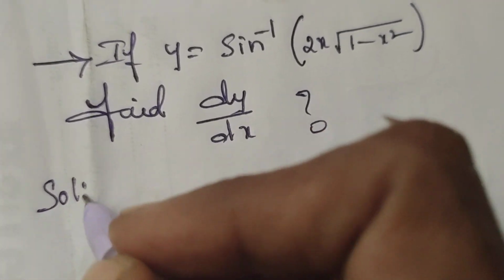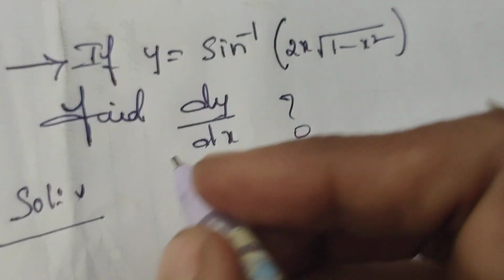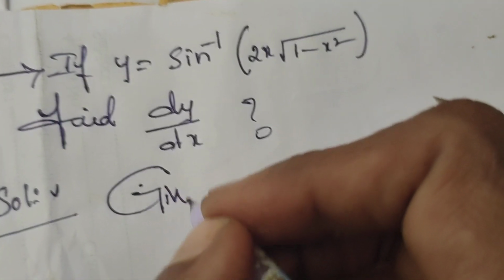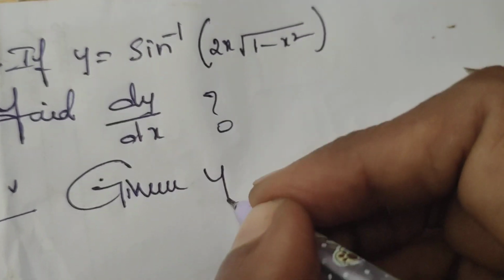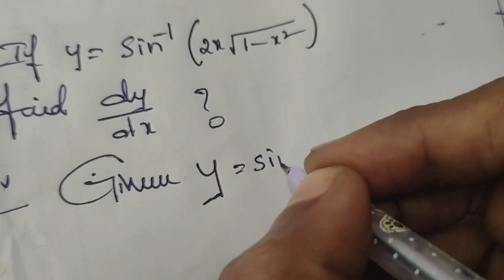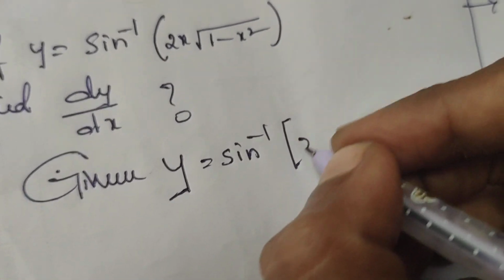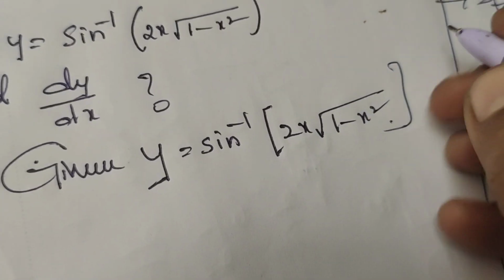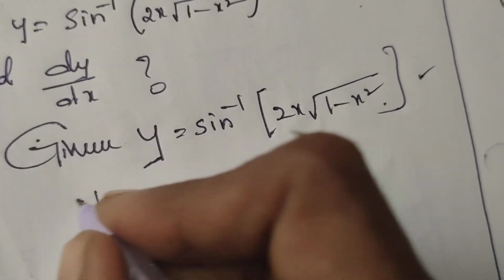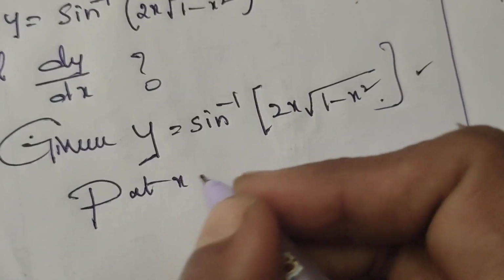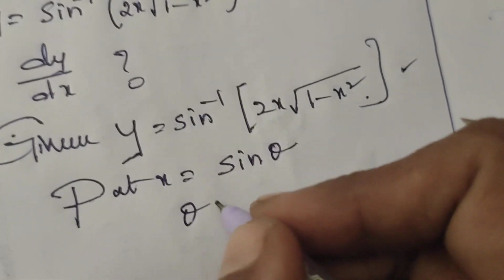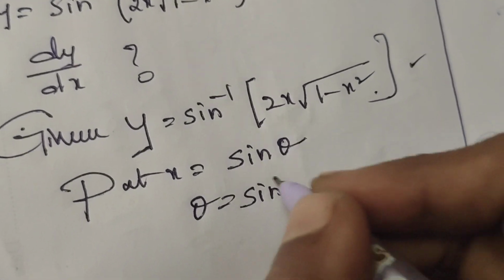Okay, first of all, write the given condition once again here. What is the given condition? Given y equals sine inverse of 2x root of 1 minus x square. Here, using the substitution method, put x equals sine theta, then theta equals sine inverse x.